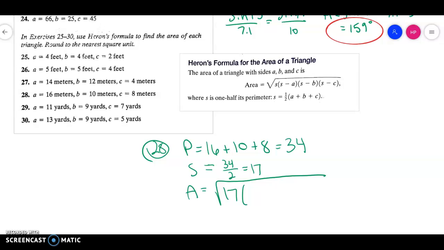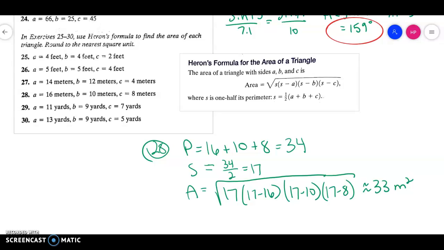And you could work these out in your head, but 17 minus 16, so times 1. And then times 7, 17 minus 10, and then multiplied by 9 to get the final one. Remember, it has to be the square root of the entire thing, and it says to round to the nearest square unit, which should give us 33 meters squared.